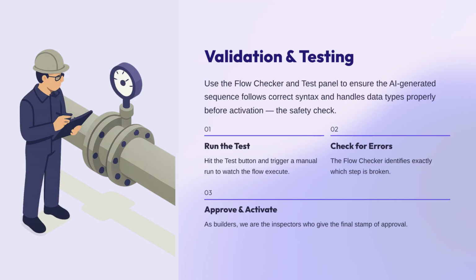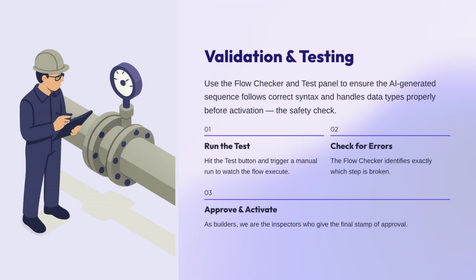Imagine a dummy example. You ask Copilot to send a summary of all new orders. The AI might build the flow, but maybe it forgot to format the numbers correctly. You hit the test button, run a manual trigger, and watch the flow run. If it fails, the flow checker will tell you exactly which step is broken.